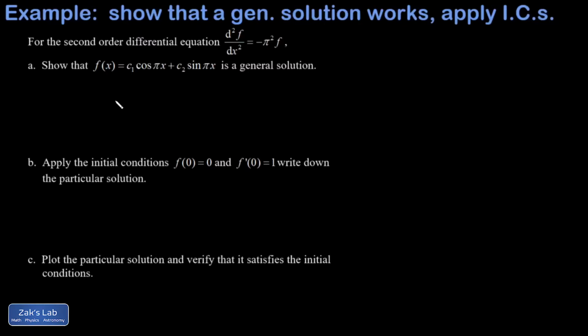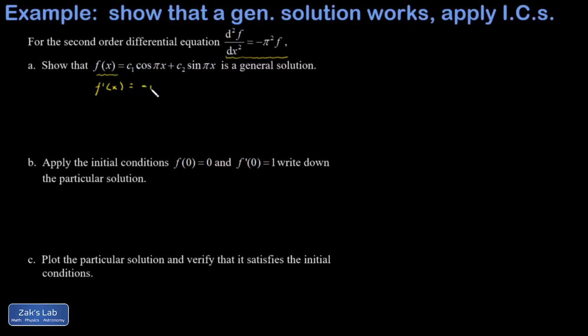In this question, we're asked to verify a solution to a differential equation. This one is second order, so I have the second derivative of f equals negative pi squared times the original function f. To verify the solution, I have to run it through the differential equation. I take the first derivative, and I'm using the chain rule here that produces a factor of pi out of these trig functions every time.